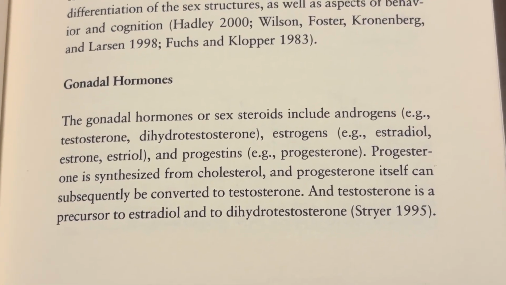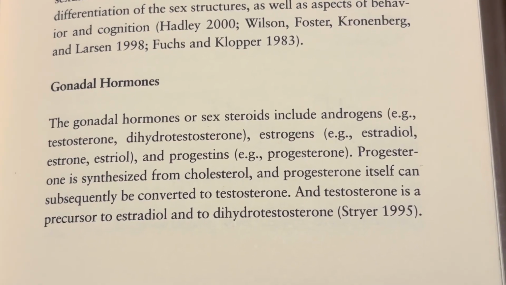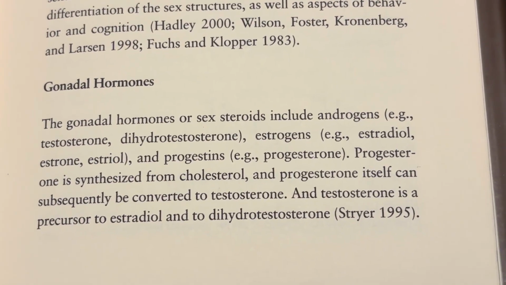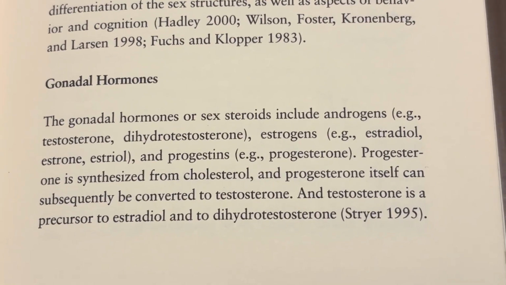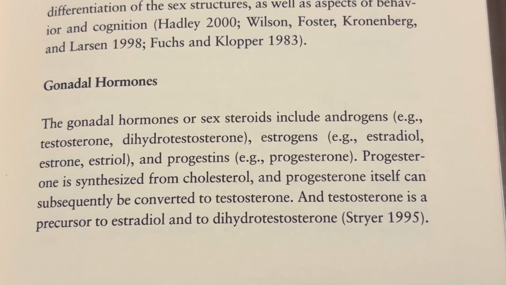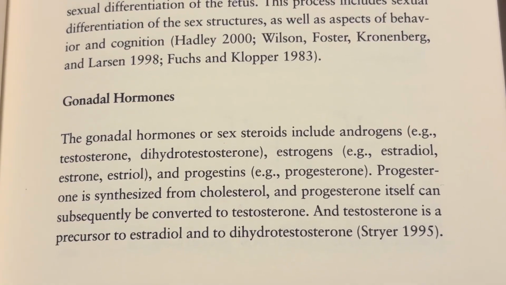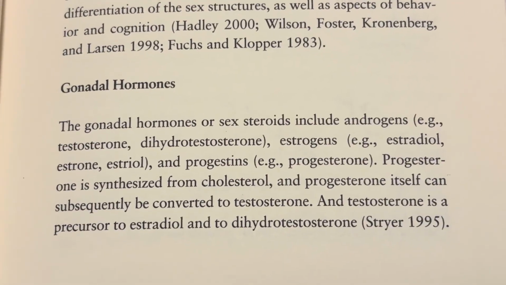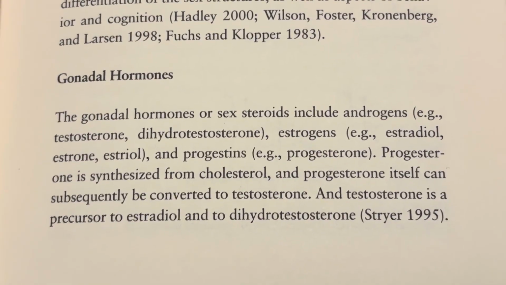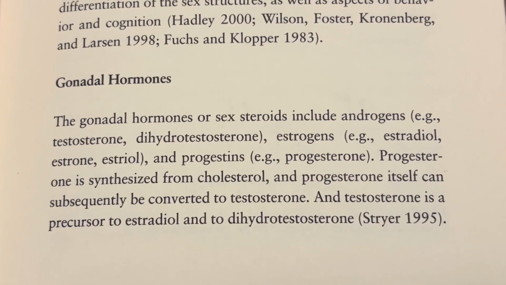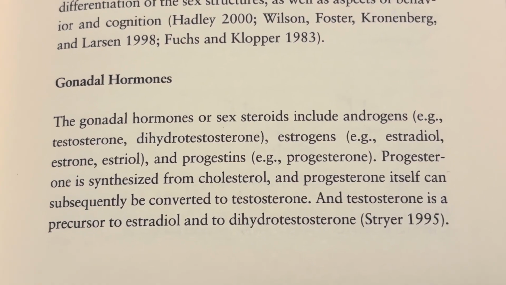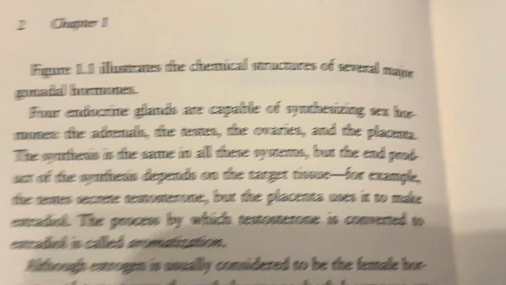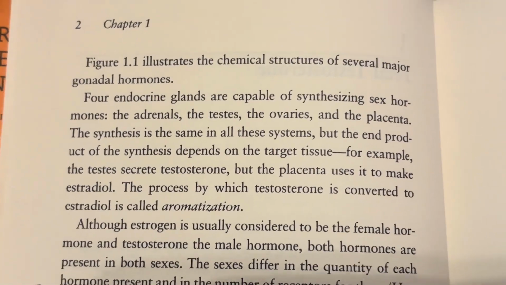The gonadal hormones, or sex steroids, include androgens, that is, testosterone and dihydrotestosterone, estrogens, that is, estradiol, estrone, estriol, and progestogens, that is, progesterone. Progesterone is synthesized from cholesterol, and progesterone itself can subsequently be converted to testosterone. Testosterone is a precursor to estradiol and to dihydrotestosterone. Figure 1.1 illustrates the chemical structures of several major gonadal hormones.